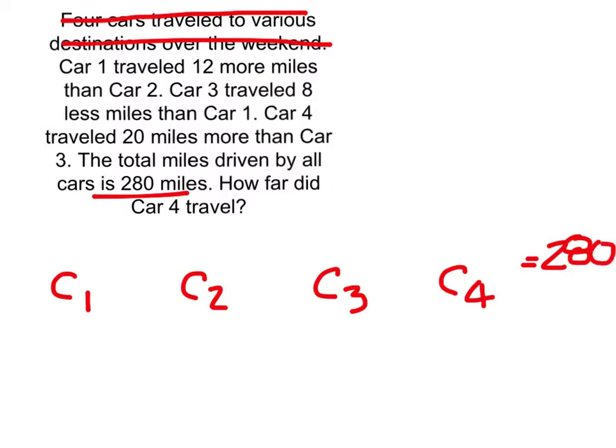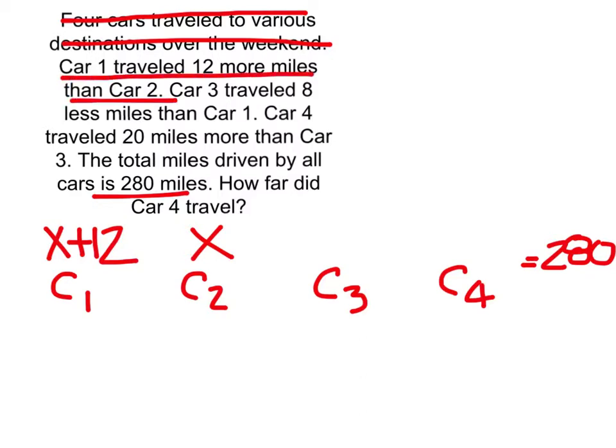Okay, so car 1 traveled 12 more miles than car 2. We let car 2 equal x. So what do I put down for car 1? X plus 12 is right. So that takes care of this.